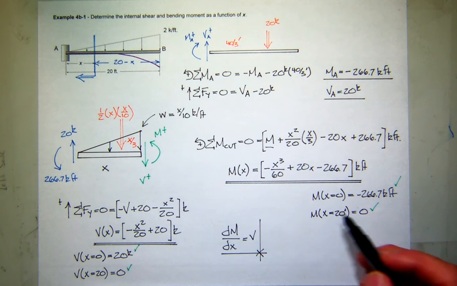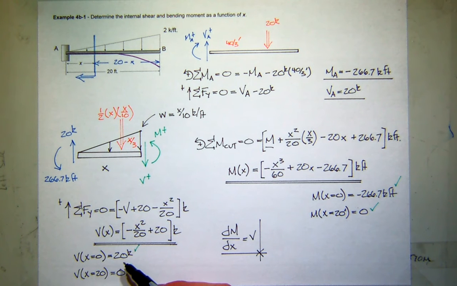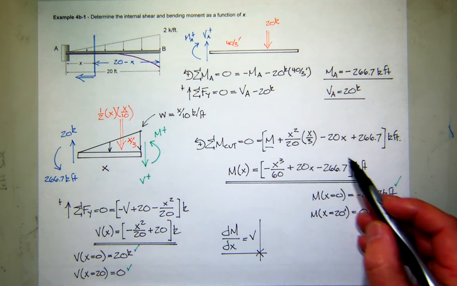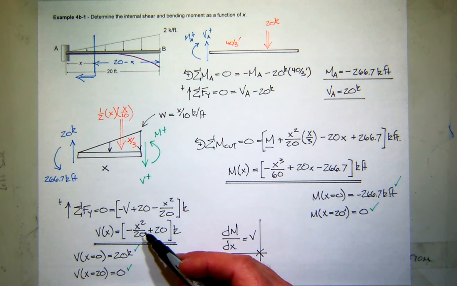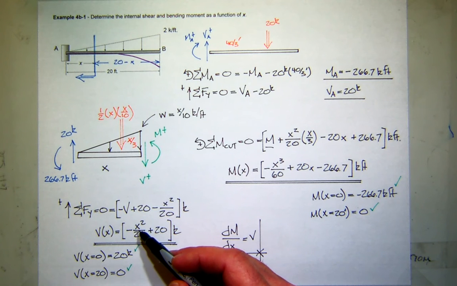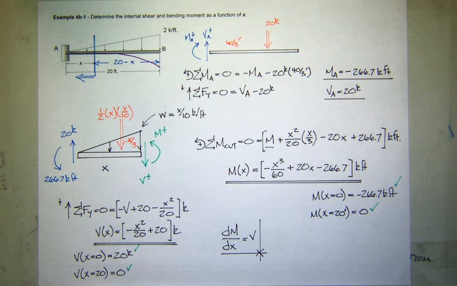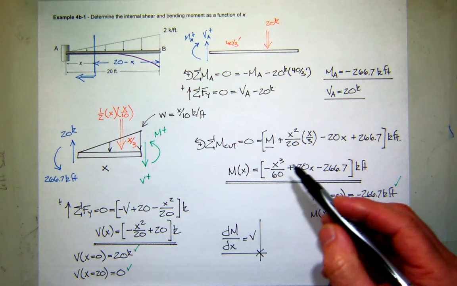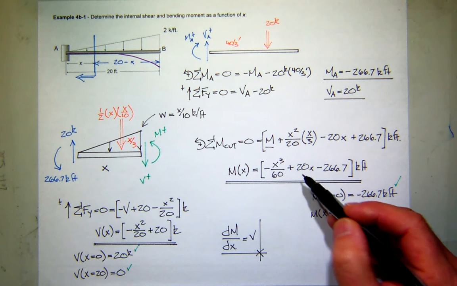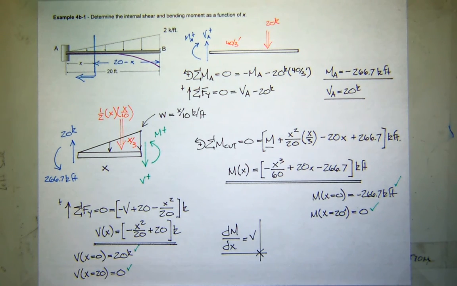So that's another check. If you don't have these little guys to help you out, take the derivative of the moment. These are usually polynomials, so the derivative shouldn't be too challenging, and if you don't get the shear that you got here, then something's going on. Typically, the shear equation is easier, so it'd be more indication that maybe you did something incorrect in your moment expression. So all I'd have to do now is plot these two things, and I'd have variations of bending moment and shear force throughout the structure.